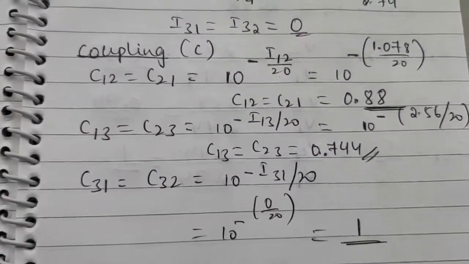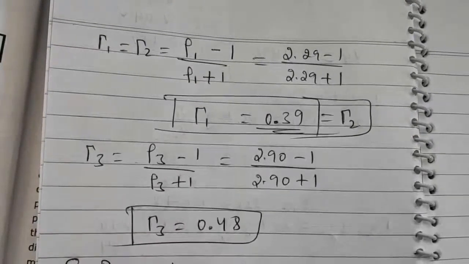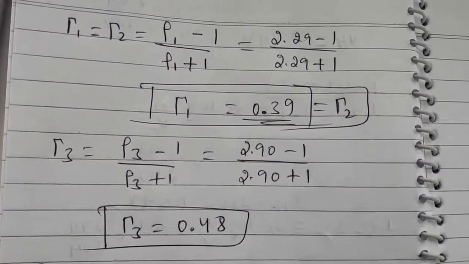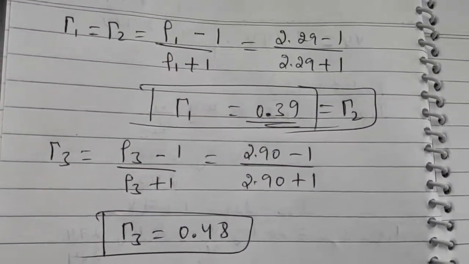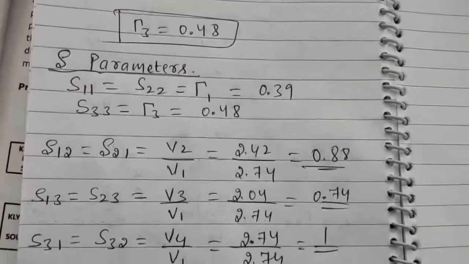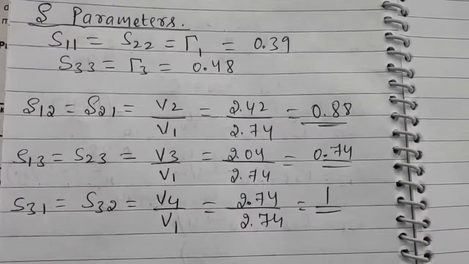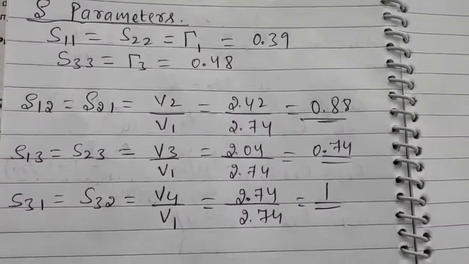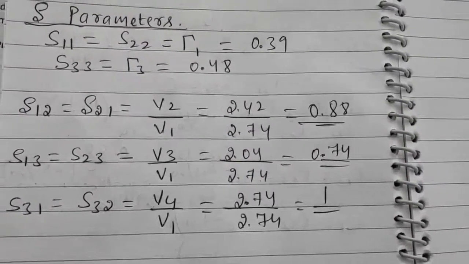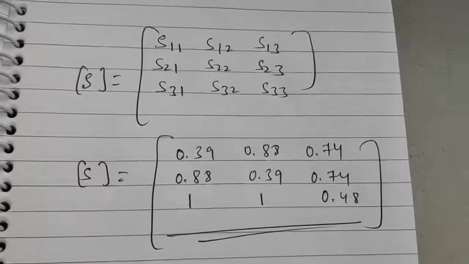After finding the coupling coefficients, we need to find the S parameters. First we need to find the reflection coefficients. Substitute the values of VSWR in the respective equations and find the reflection coefficients. Then find the S parameters. The S parameter formulas are listed below. Substitute the values of the reflection coefficient and the measured voltage values and find the S parameters. Now write these S parameters in matrix form. This is the S parameter matrix of the E plane T.